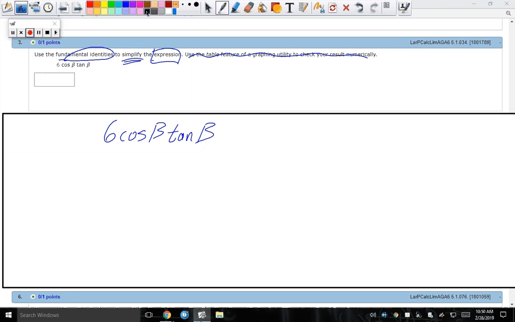Yep, so everything changing in terms of cosine and sine. This is going to be cosine of beta over 1. This is going to be 6 over 1. It's all multiplied and glued together. And tangent is what? Sine over cosine. So sine of beta over cosine of beta. It's all multiplication, so what can you do immediately? Cancel forms of 1, and you're left with 6 sine of beta.